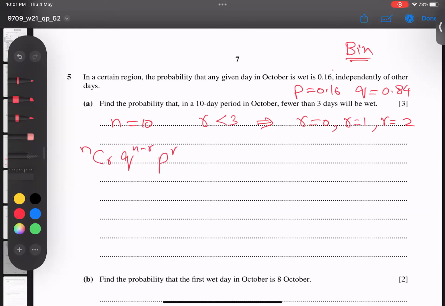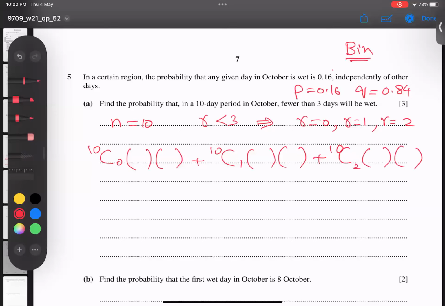So I'm going to apply here. 10C0, 10C1, 10C2. All right, students, what is the difference of these numbers? They come on the top: 10 minus 0, and 0 goes on top here; 10 minus 1, and 1; 10 minus 2, and 2.